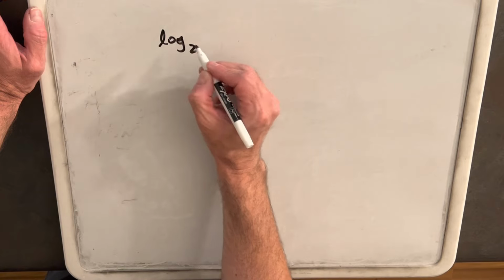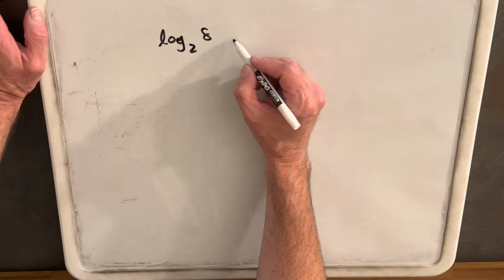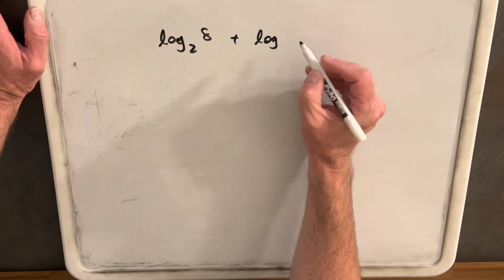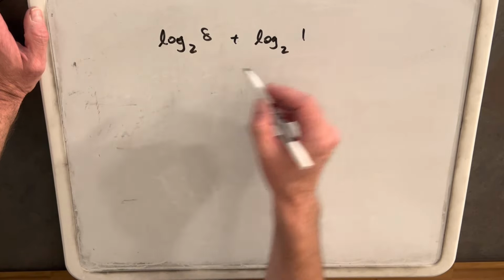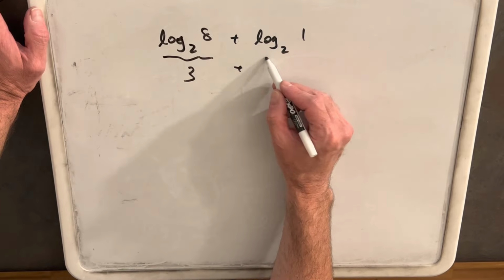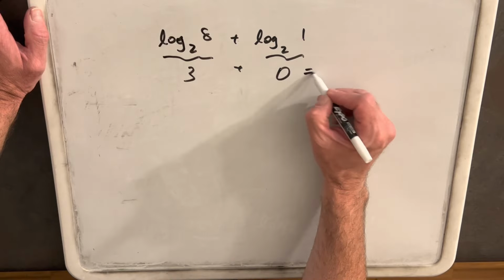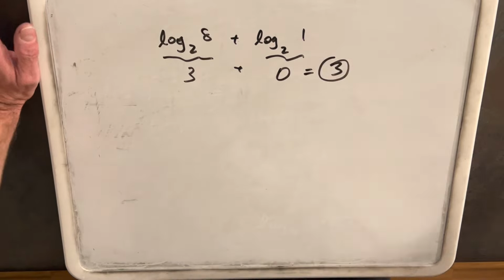Log base 2, so log of 8 base 2 plus log of 1 base 2. Again, pretty easy. This is 3, and this is just 0. To get 1 in a log, it's always 0. So adding 3 and 0, we get 3.